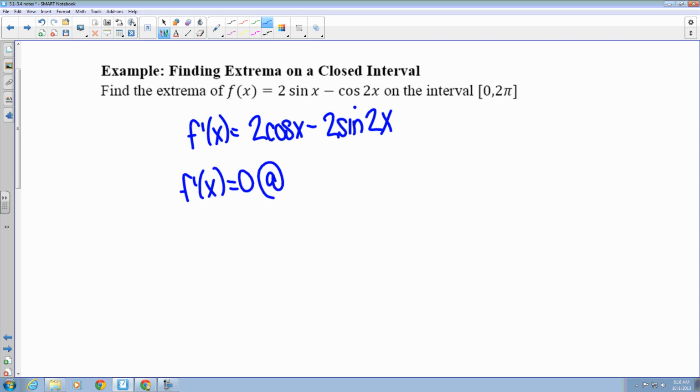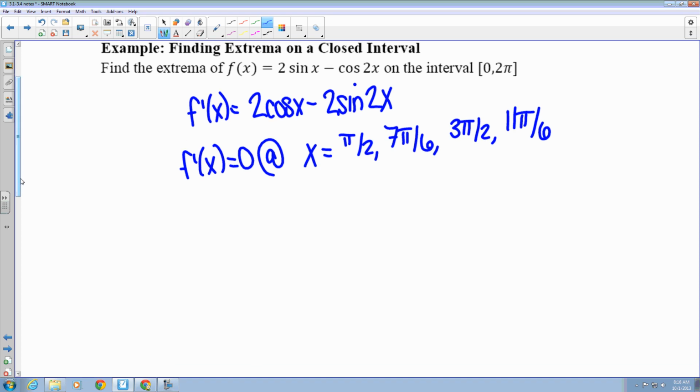It equals 0 at x equals pi over 2, 7 pi over 6, 3 pi over 2, and 11 pi over 6. You could also use the decimal approximations of those values. So we have to use those, and those are the critical points just within 0 to 2 pi, since that was what our interval is. And we have 6 points to evaluate now.